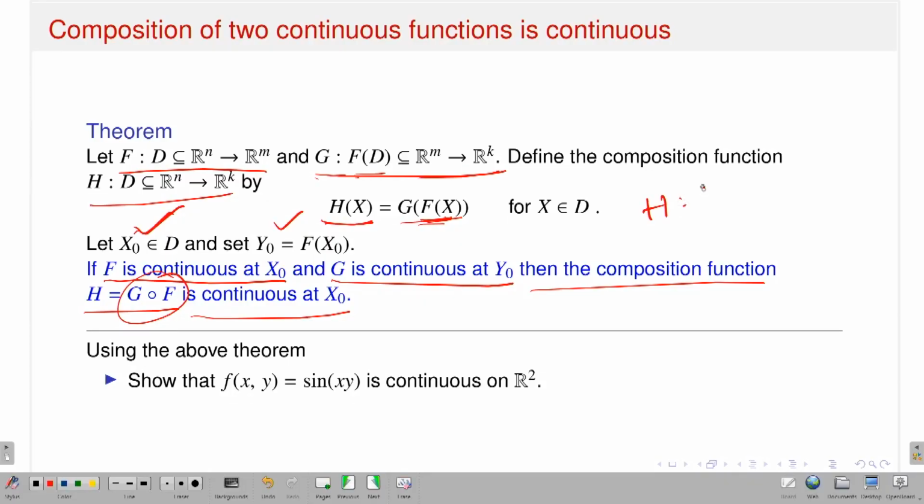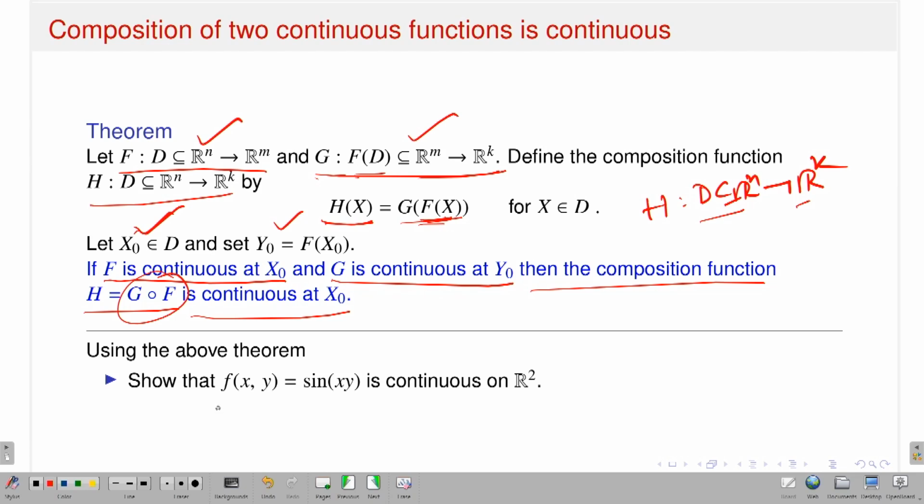because the composition is a function. So h is a function from where to where? H is a function from D subset of Rn to Rk. If f is a map from D subset of Rn to Rm, G is a map from Rm to Rk. So h, that means g composed with f, is a map from D subset of Rn to Rk. So using that theorem, that means if I have two functions, whenever composition makes sense, and if the functions are continuous, then the composition function is continuous.